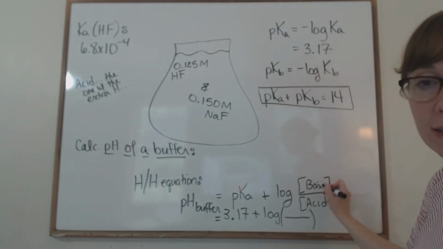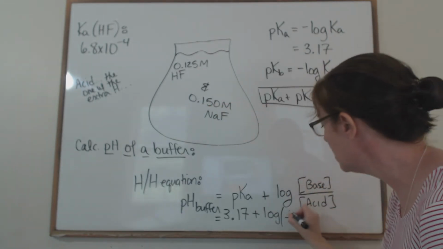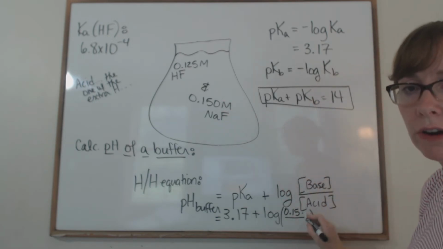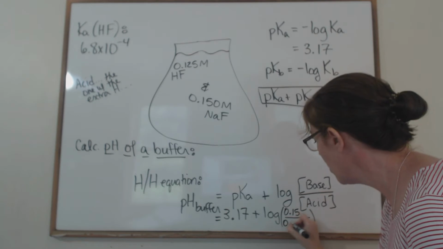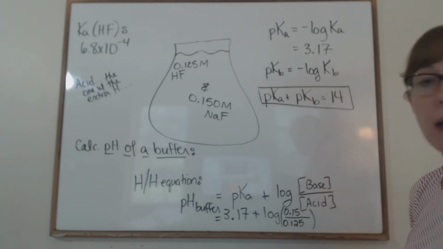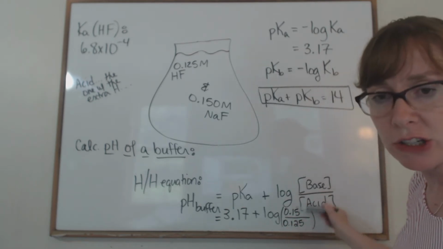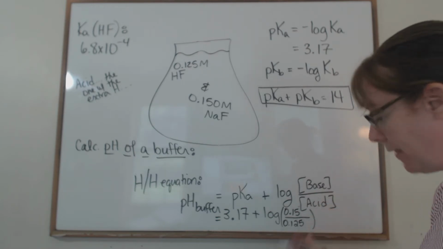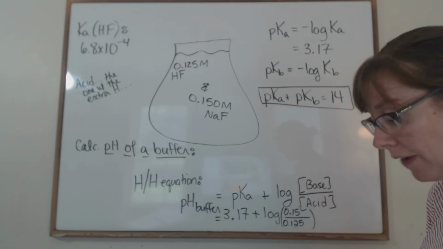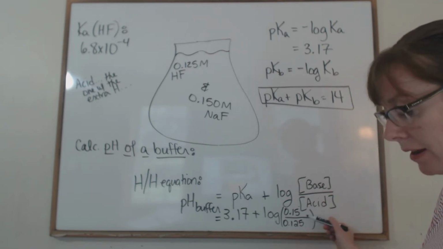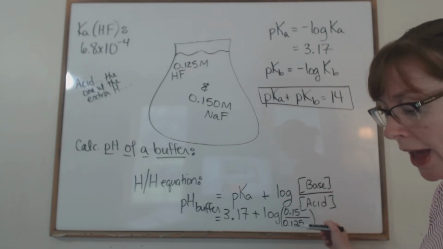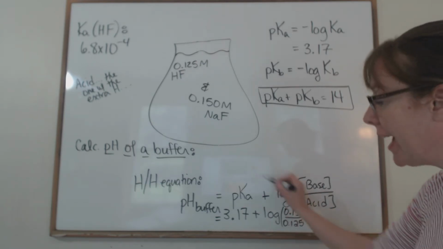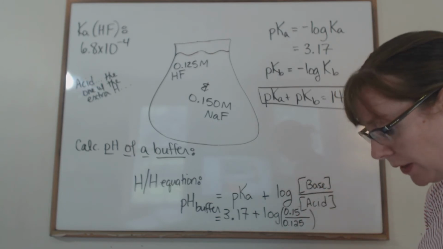But we need the base on top. So we need the concentration of the base, and so it's 0.150, and then over the concentration of the acid, 0.125. What I would do with this Henderson-Hasselbalch equation is just get this piece first. So 0.15 divided by 0.125, and I got that's 1.2. And then take the log of that number, and then you're going to add that to 3.17.